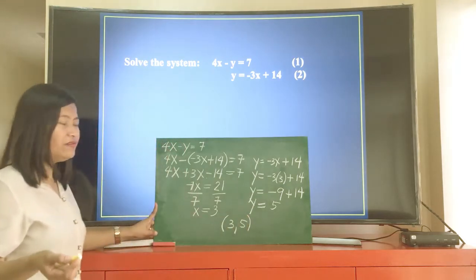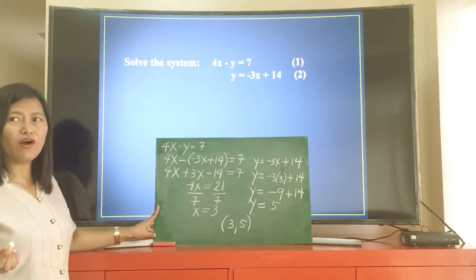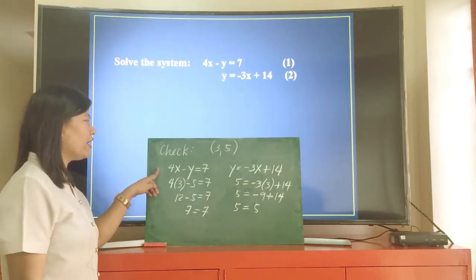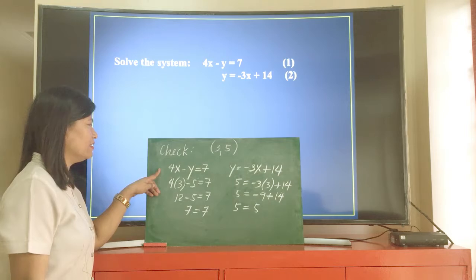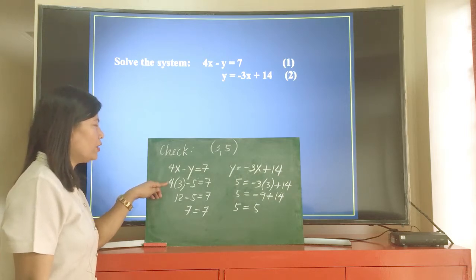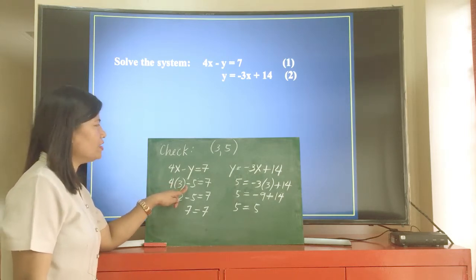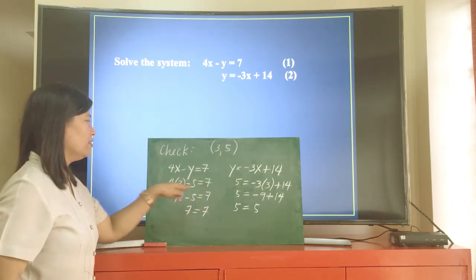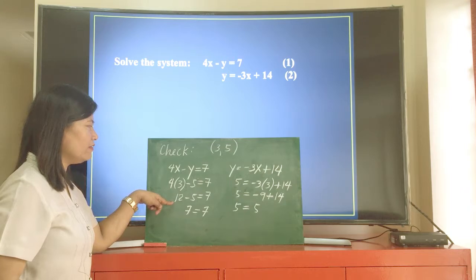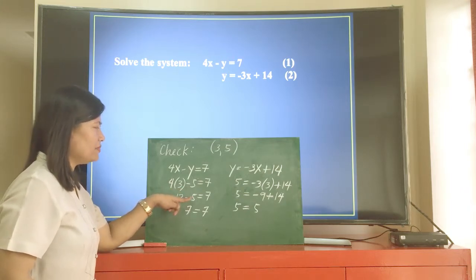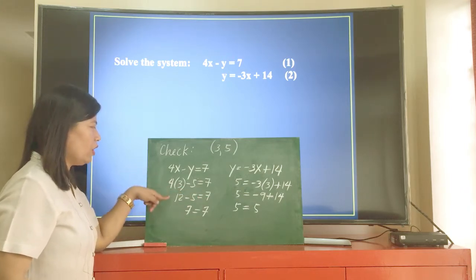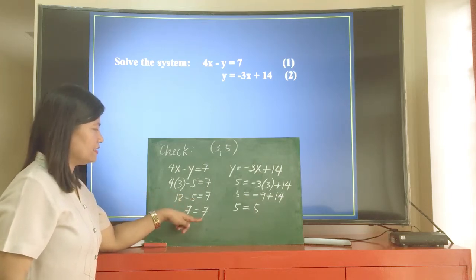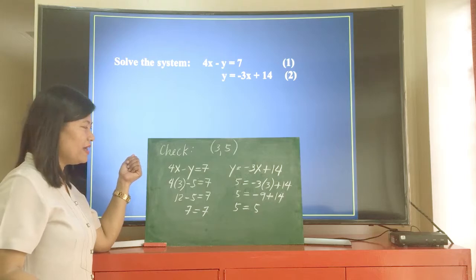Let's check if (3, 5) is really the solution of the system. In equation 1, 4x minus y equals 7. So copy 4, our x is 3, minus our y is 5, is equal to 7. 4 times 3 is 12. Copy minus 5 equals 7. 12 minus 5 is 7, so 7 equals 7. Do we have a true statement?